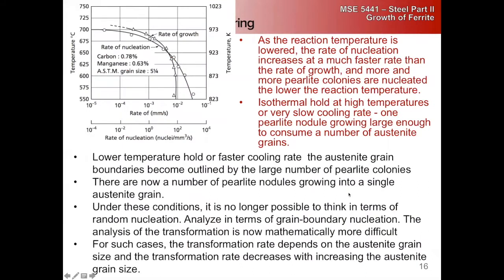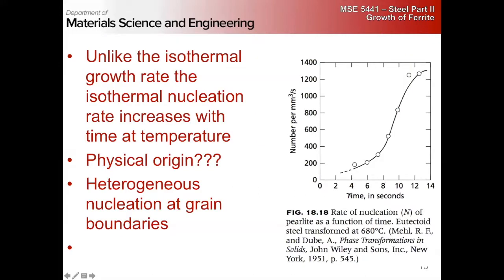So this is due to heterogeneous nucleation at the grain boundaries, right? Pearlite colonies don't nucleate homogeneously, right? So they're not going to follow like Avrami kinetics. They have to nucleate heterogeneously at either the grain boundary, so either at an austenite grain boundary or at a proeutectoid surface, right? So we sort of have an incubation period, then they take off, right?